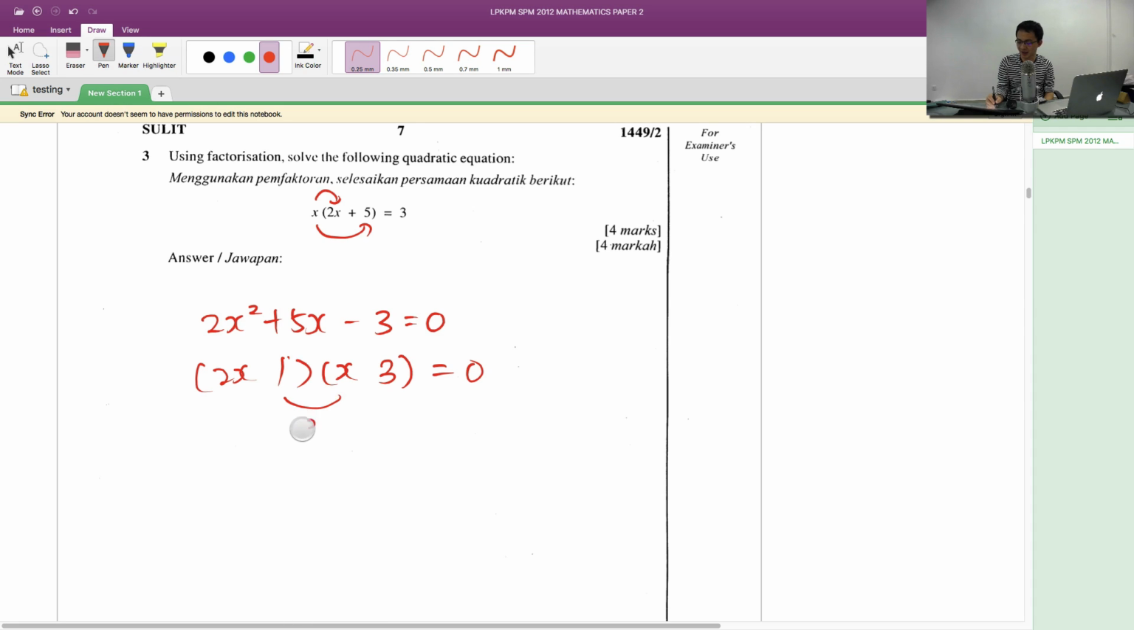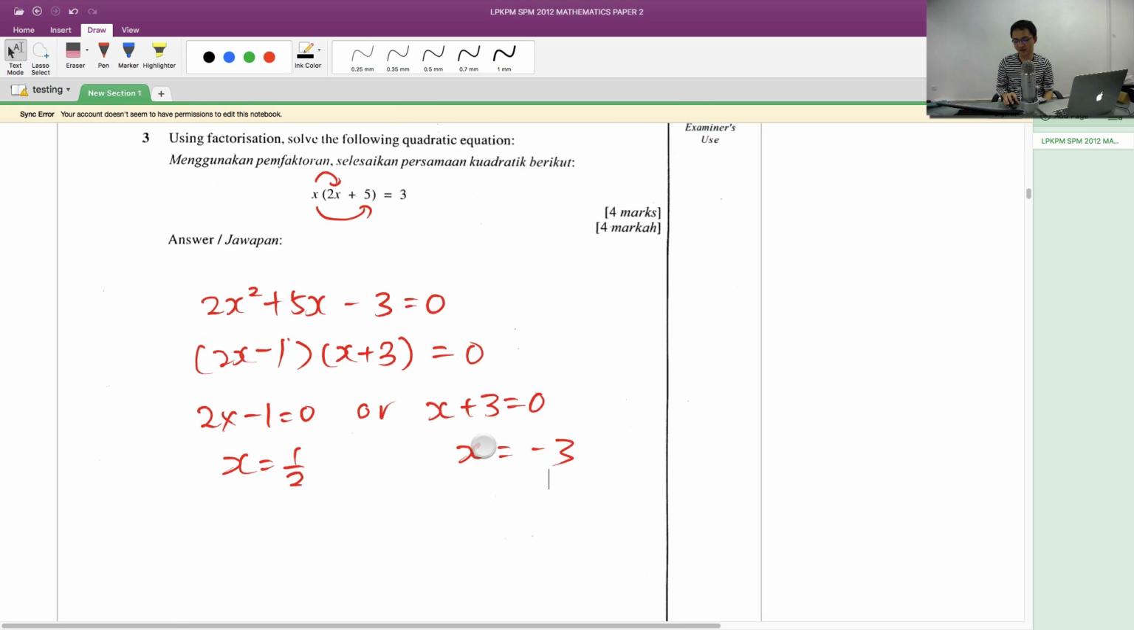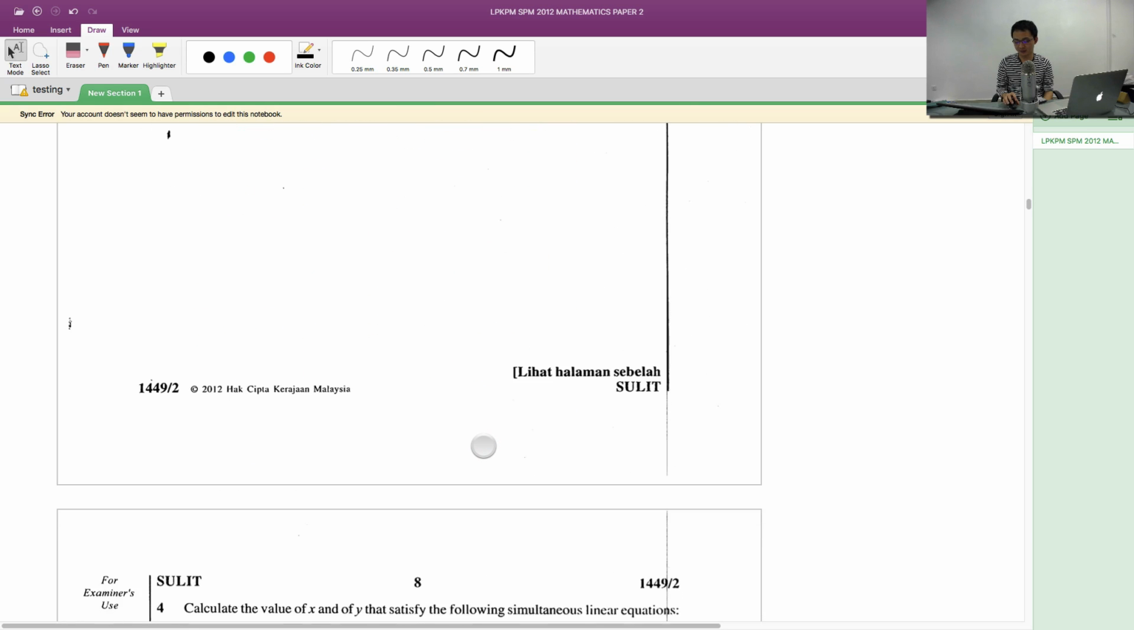Because 1 multiply x is 1x, 2x multiply 3 is 6x. And then 6x minus 1x, you will actually get 5x. So this is negative, this is positive. Alright, this is how I do it mentally. Then what I will do is I know 2x minus 1 equals to 0 or x plus 3 is equal to 0. Then this one x equals to half. Alright, this one x just equals to negative 3.